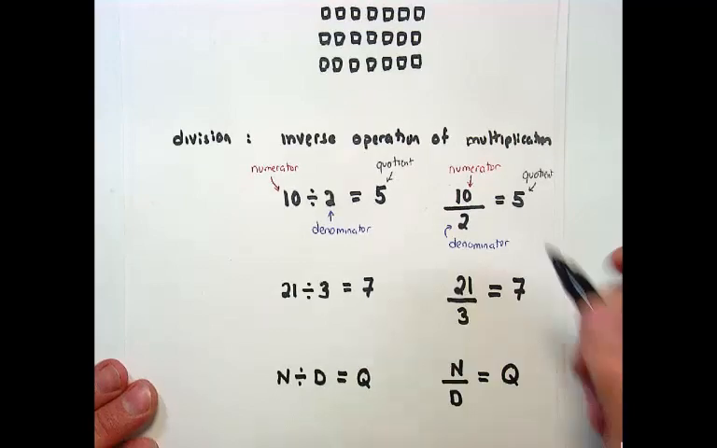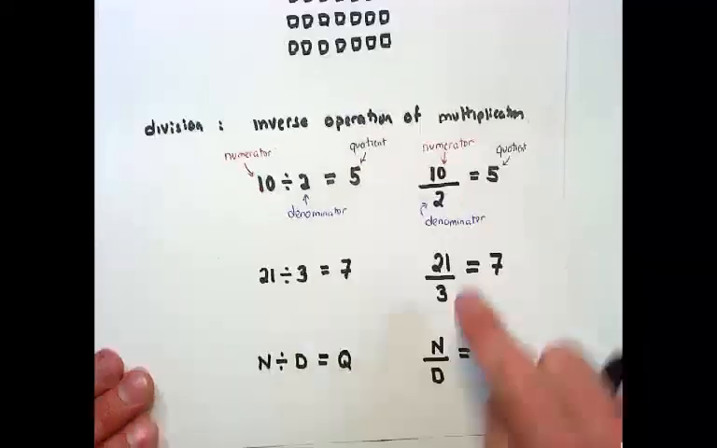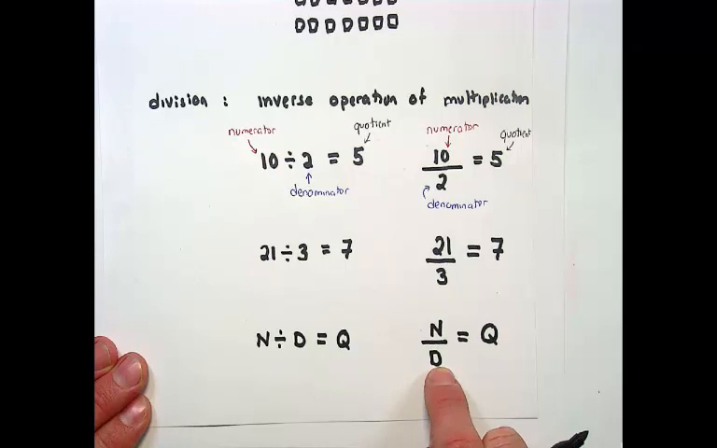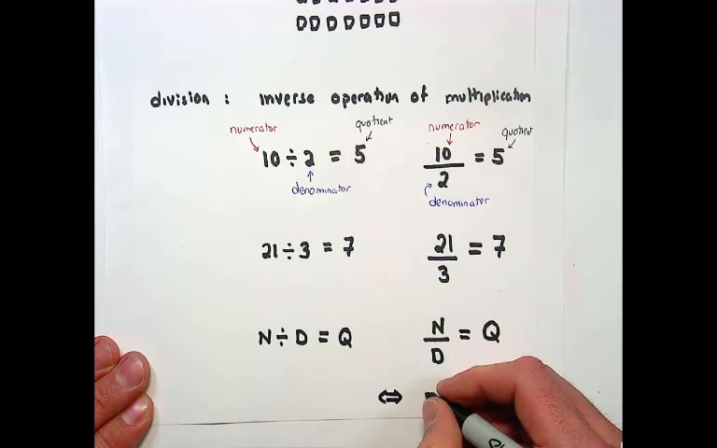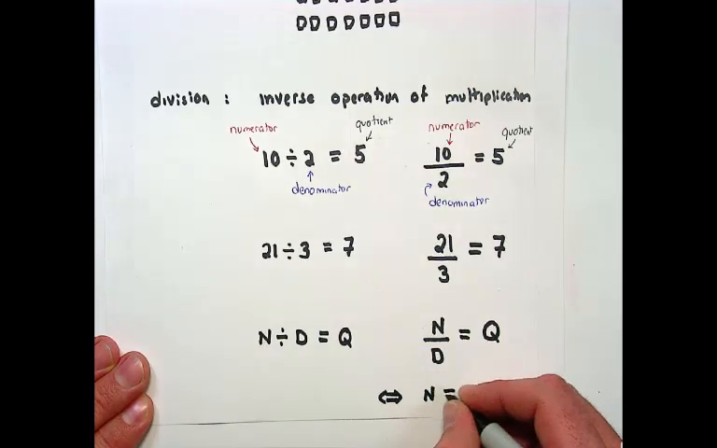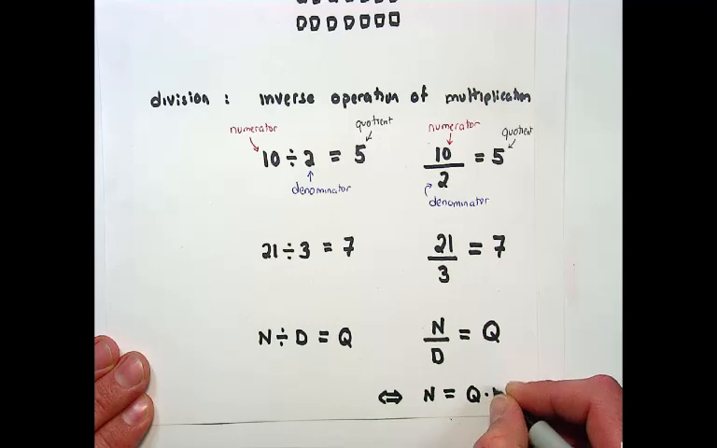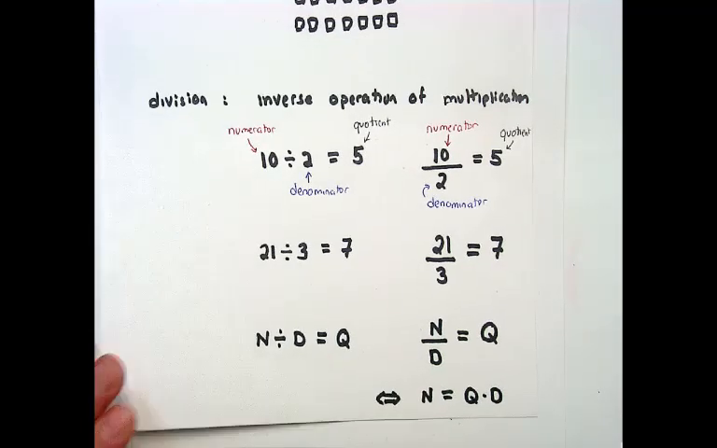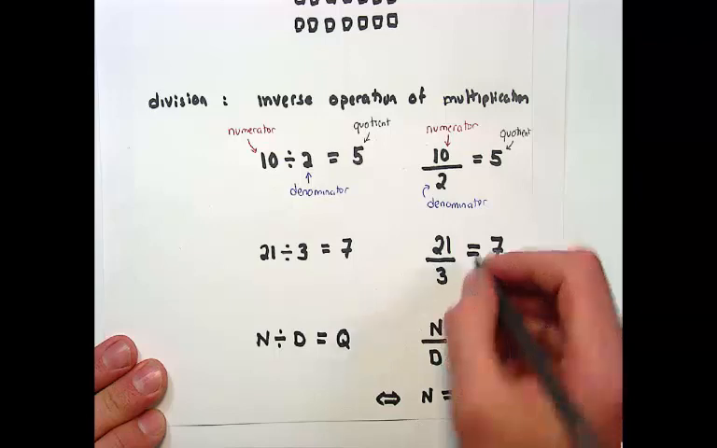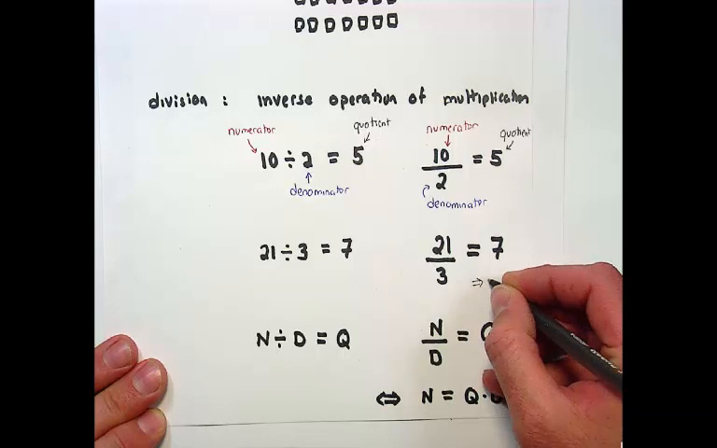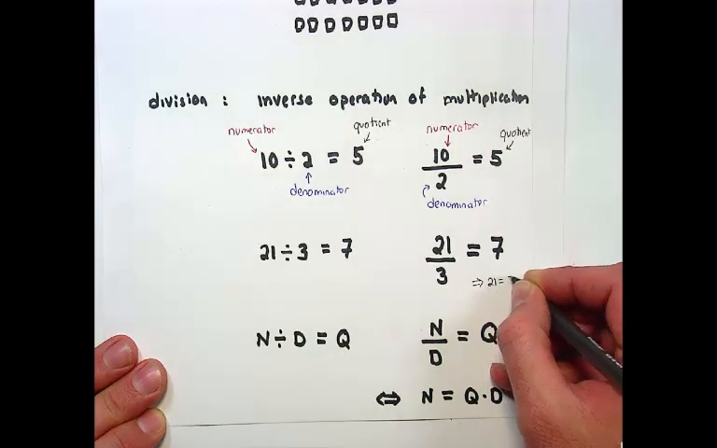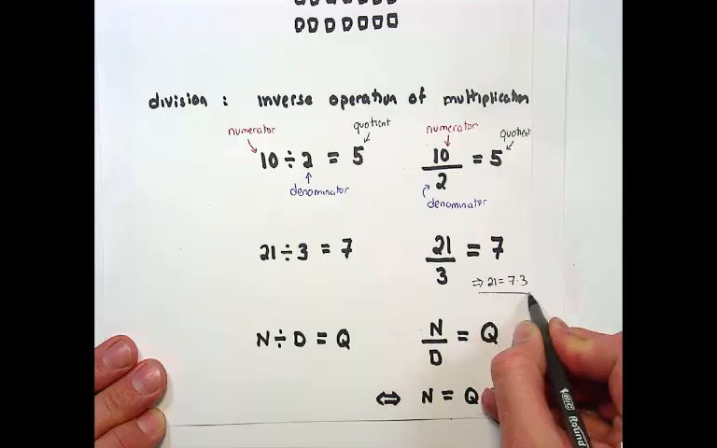The whole idea that division undoes multiplication really comes in right here. If I were to bring the d over to the other side, so I multiply both sides by d, this statement is true if and only if the numerator is the quotient times the denominator. And we see that actually playing out here. When we say 21 divided by 3 is equal to 7, the reason that's true is that 21 is 7 times 3.